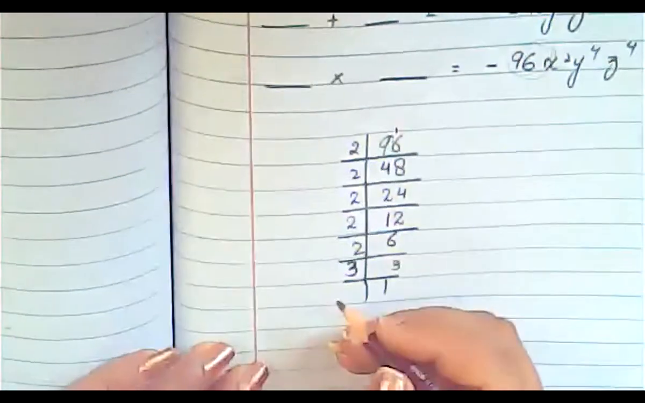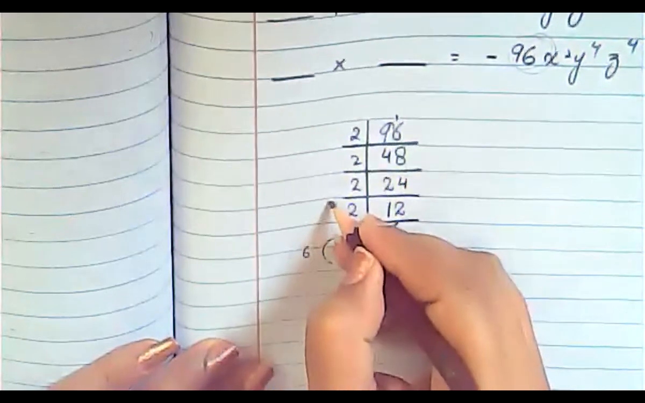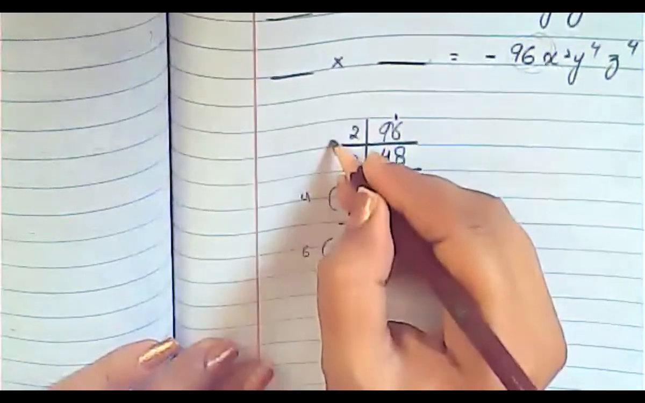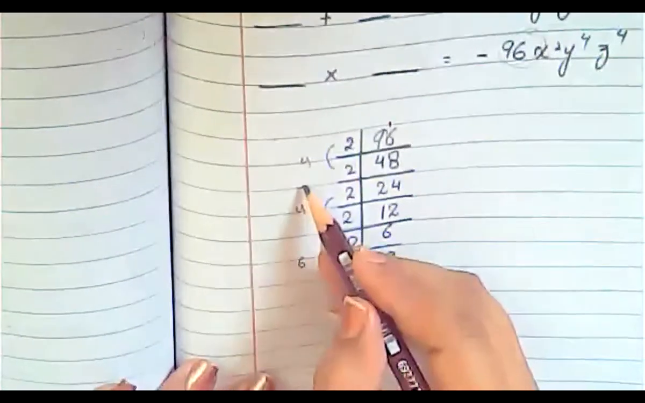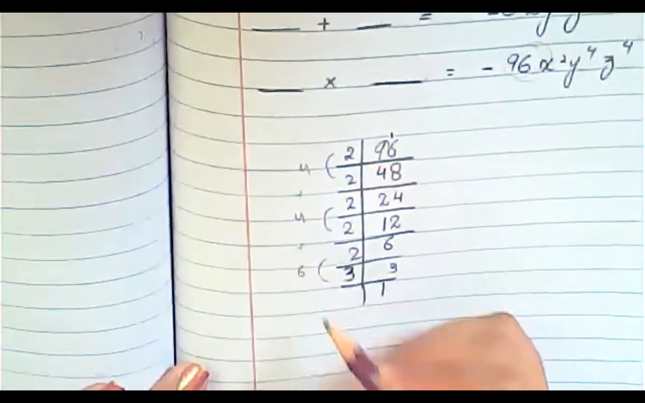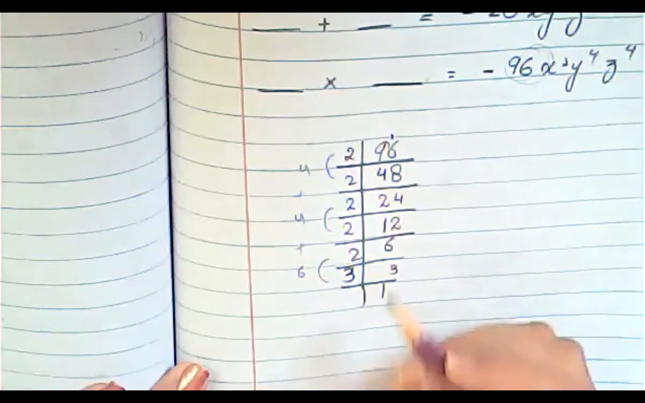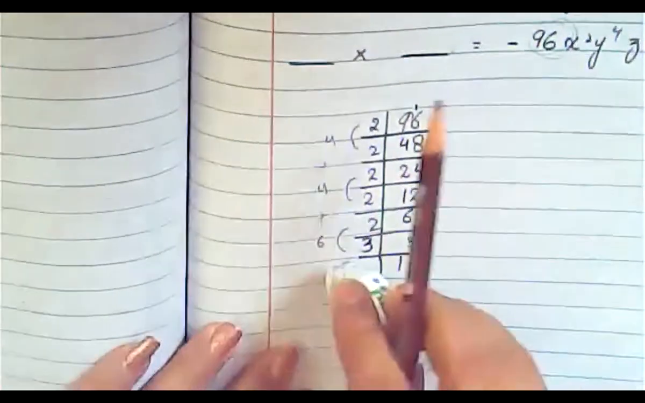Just suppose if I do it this way, 3 multiplied by 2 is 6, 2 multiplied by 2 is 4, 2 multiplied by 2 is 4. So what will be the answer? 4 plus 4 is 8. 8 plus 6 will be, obviously, the answer is not equal to 20 or 96. So what will you do, students, please tell me.